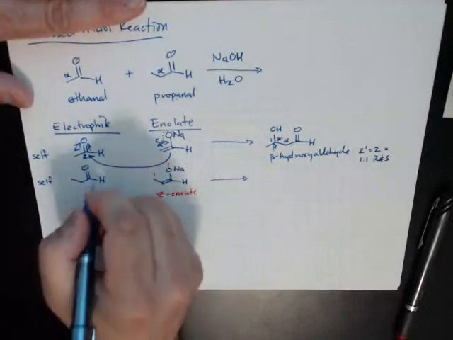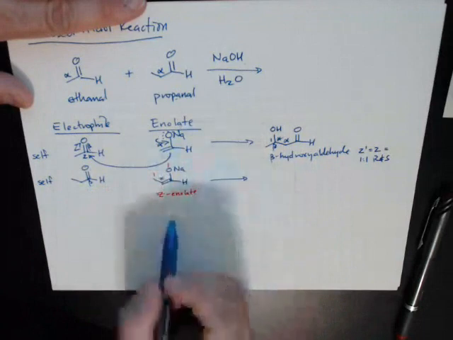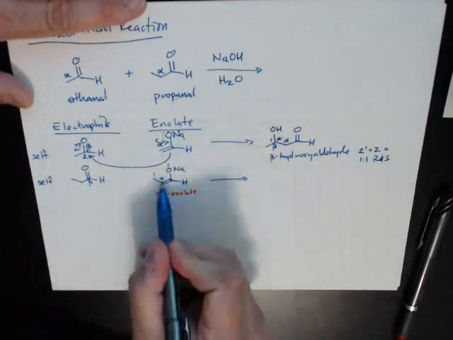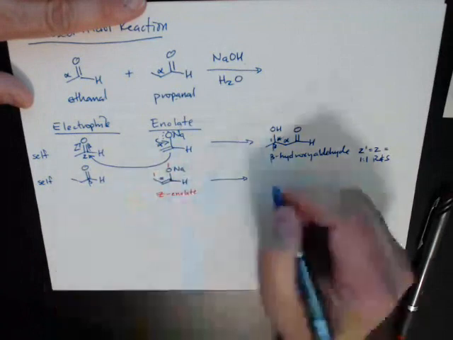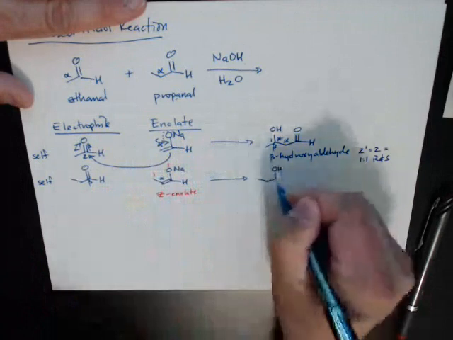So again, this will end up being our beta carbon. Here's our alpha carbon. When this collapses, the alpha carbon attacks. So that beta carbon is reduced in oxidation state.